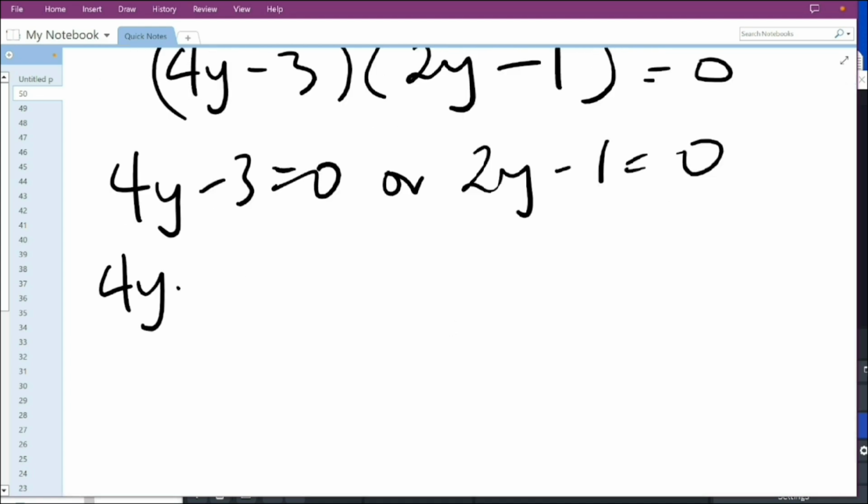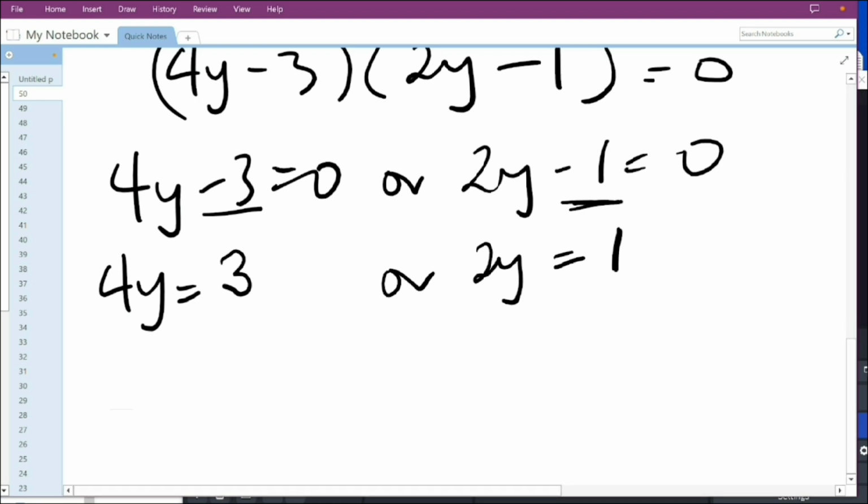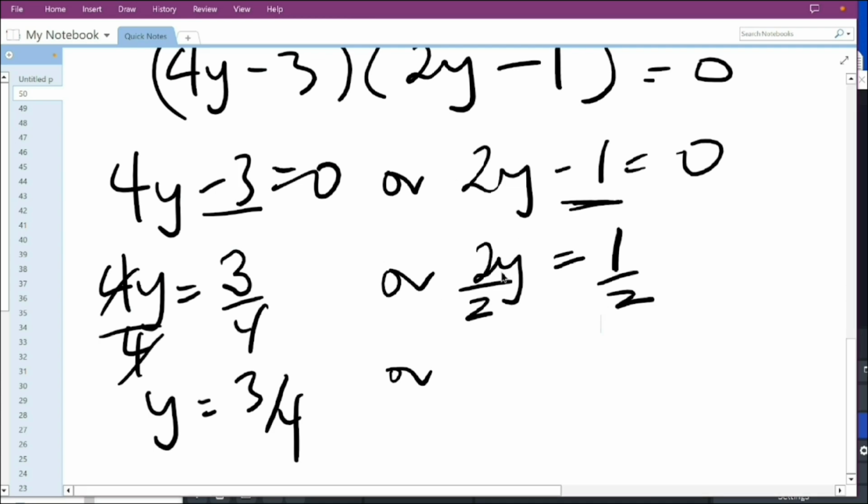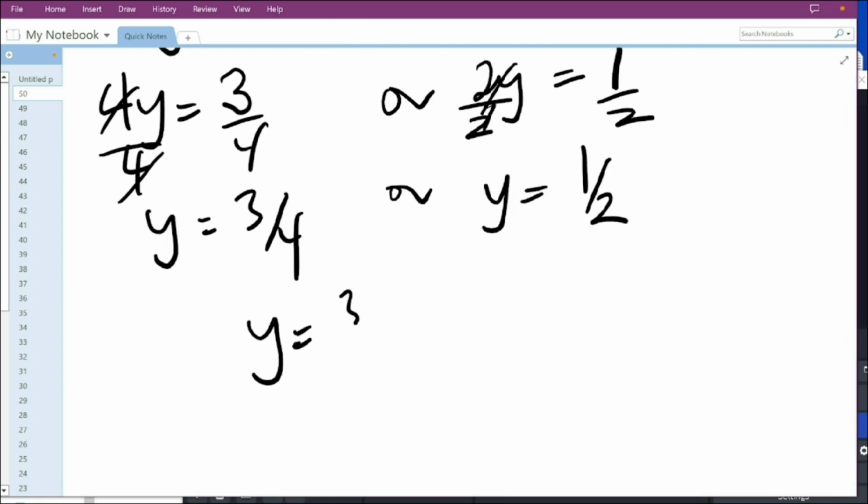You have 4y equals minus 3 crosses the equals to sign, it turns to plus 3. Or on the other side, 2y minus 1 crosses the equals to sign, it turns to plus 1. On this side, divide both sides by 4 because you're looking for our y. So 4 cancel 4, y is equals to 3 over 4. Or on the other side, divide both sides by 2. Since you're trying to find y, you divide both sides by the coefficient of y, and this cancels this. So you have it as y equals half. Therefore our y is 3 over 4 or 1 over 2.